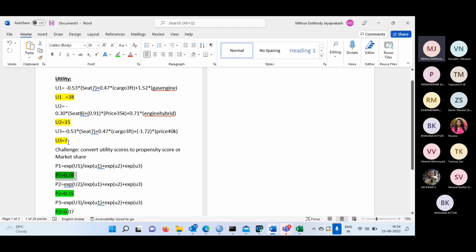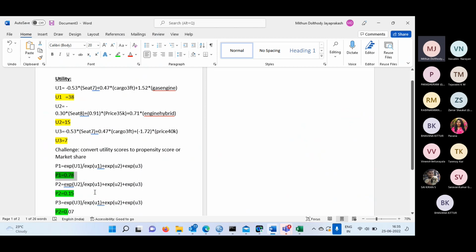You can have any number of combinations here. Compute the utilities. Once you do this, no matter what you pass inside, this number may be very big, but the output will always lie between 0 and 1. What is this 0 and 1? This is what we call the market share or the propensity score. This is the expected market share of a vehicle which has a certain set of features.